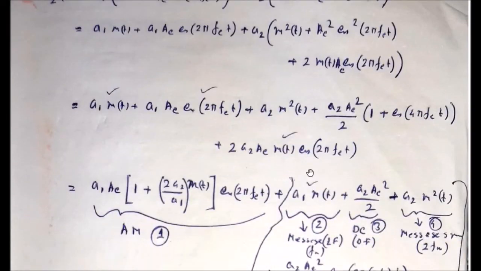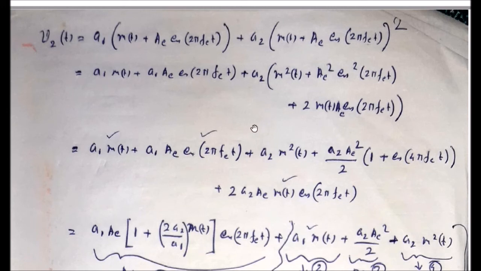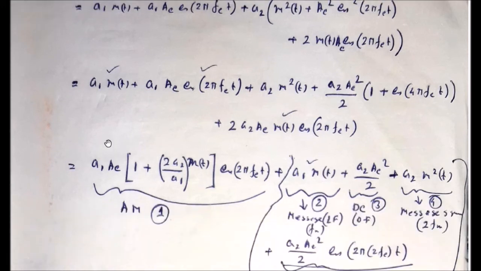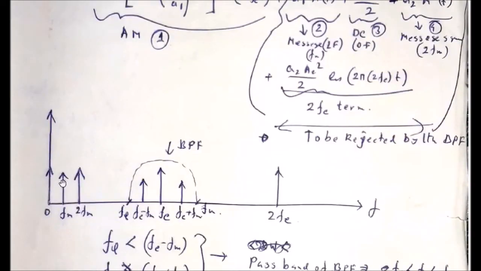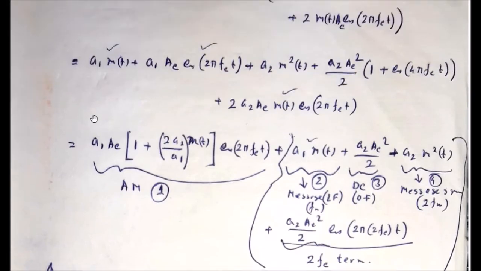Now let me interpret each of these terms. What are those terms? See the first term, a1 m(t). Just do this simplification by yourself and arrange these terms in this way. The first term, a1 m(t), what is it? It is nothing but the message signal. What should be its frequency? It should be fm. So put here, it is the total frequency spectrum. I am considering only the positive frequency axis, so fm will be there.